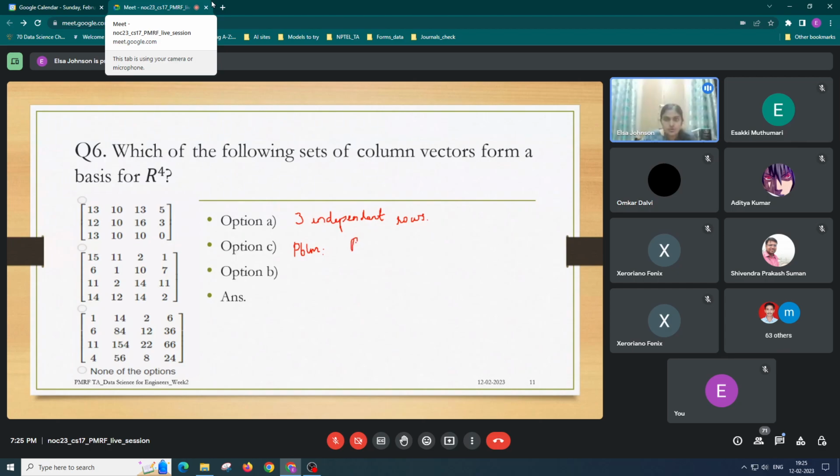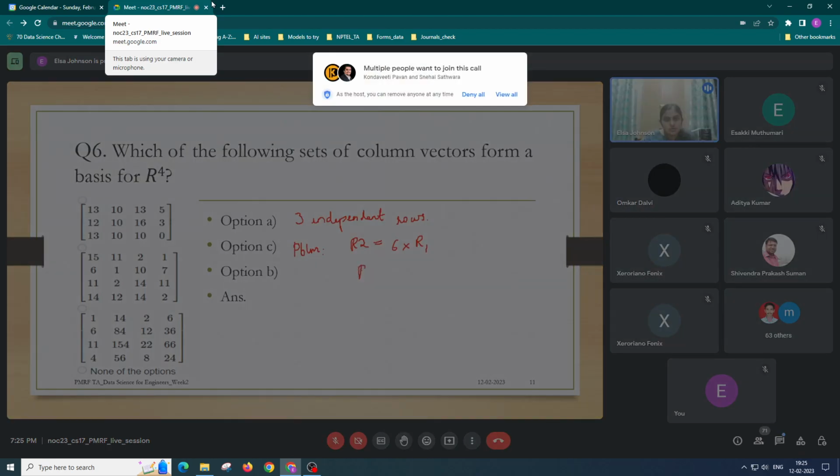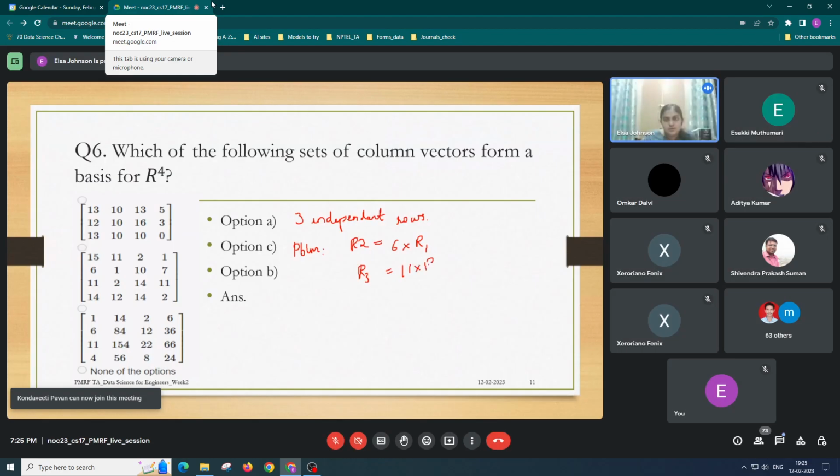So in C, row 2 is equal to 6 into row 1, row 3 is equal to 11 into row 1, and row 4 is equal to 4 into row 1. Is that right? So in all these cases, there is only one independent vector available. So that is why you can't form a basis with option C.